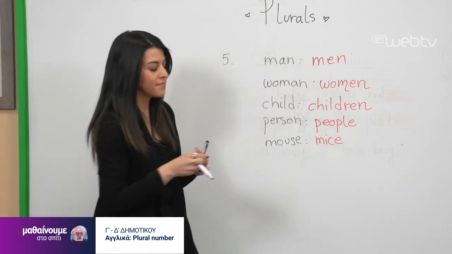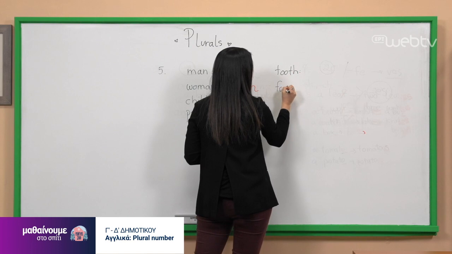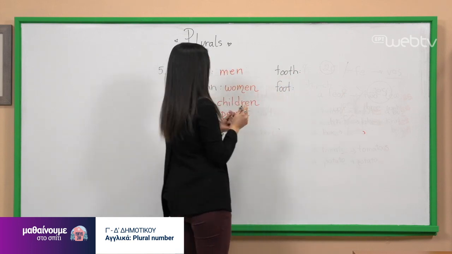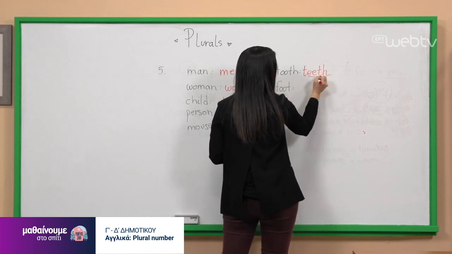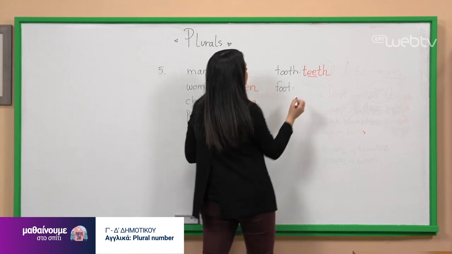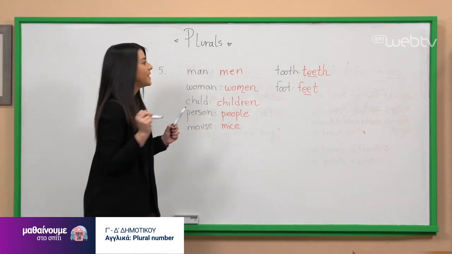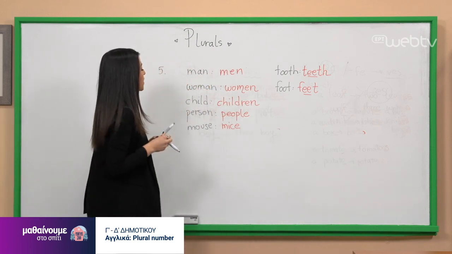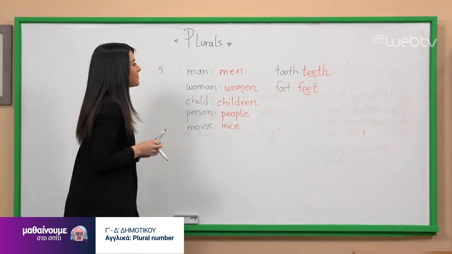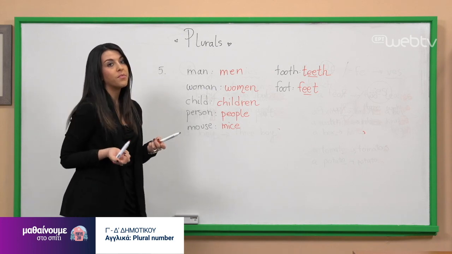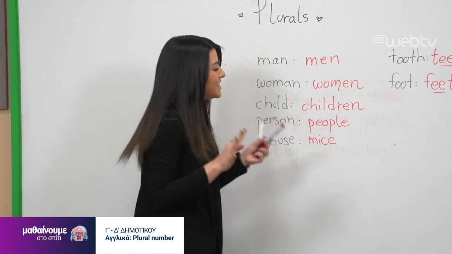So, first category. Second one, tooth and foot. Okay? So, tooth becomes teeth. Double E. You take the double O and you make it into a double E. And the same goes for foot. It becomes feet. So, you see these? We have man, woman, child, person, and mouse. And then we have tooth and foot. So, these are very important so that you can remember how we can change them.